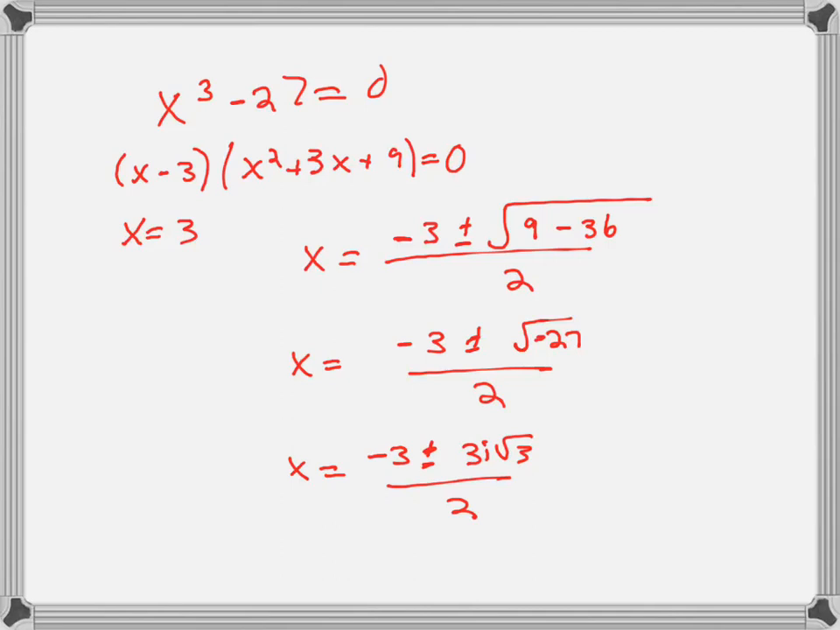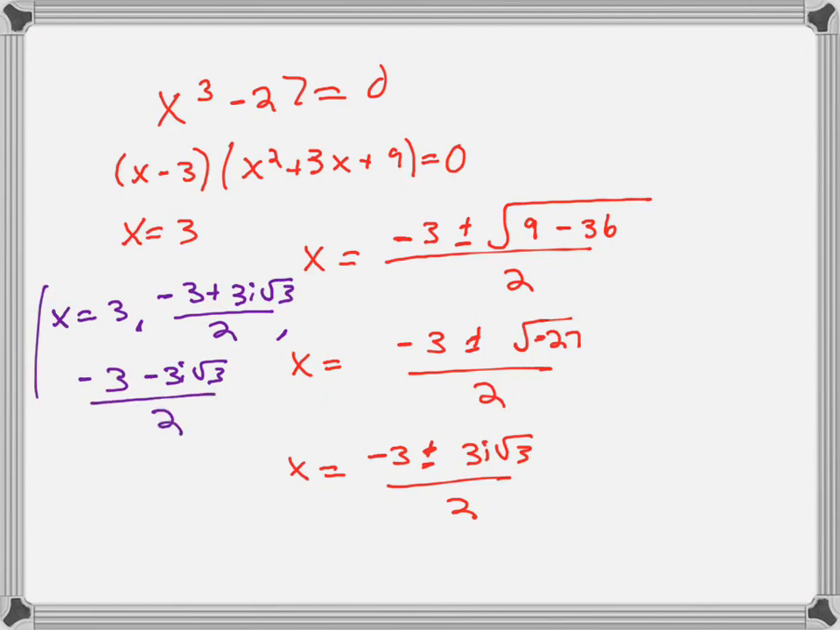So if we want to really write these out, we can get x equals 3, comma, negative 3 plus 3i root 3 over 2, comma, negative 3 minus 3i root 3 all over 2. So there you go. Those are our solutions.